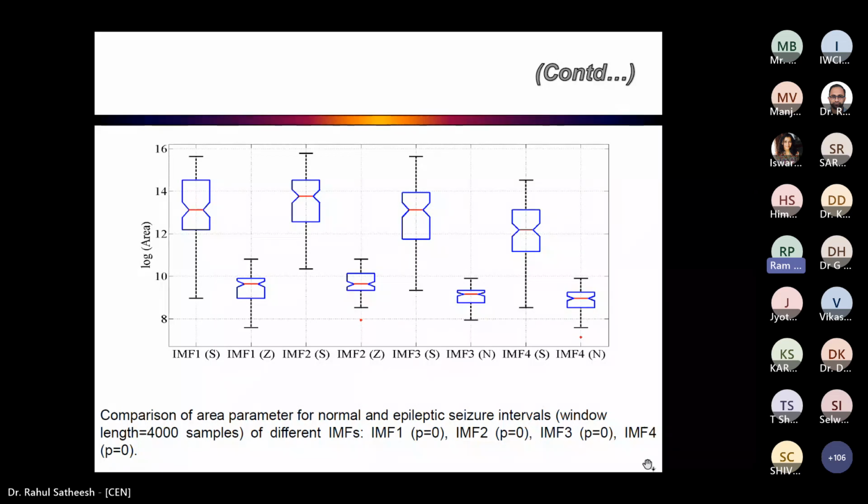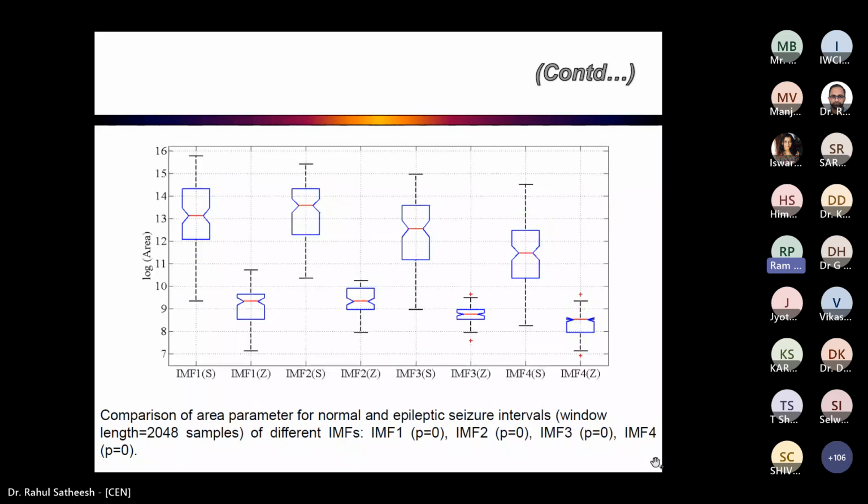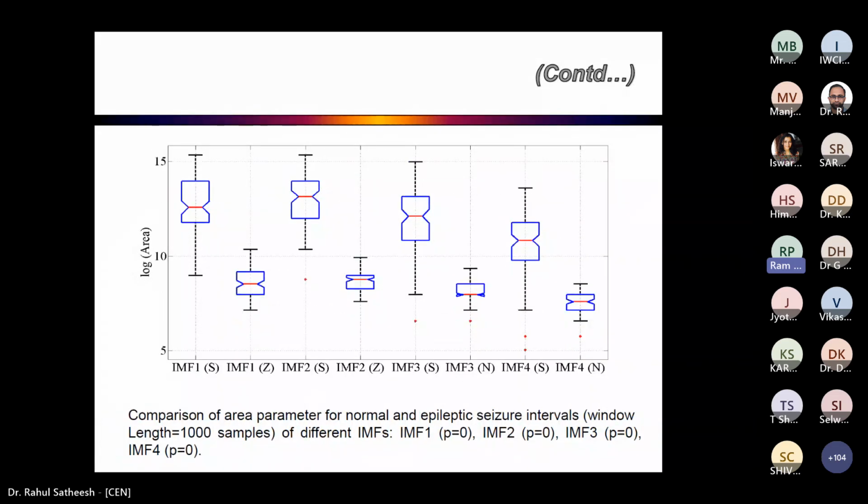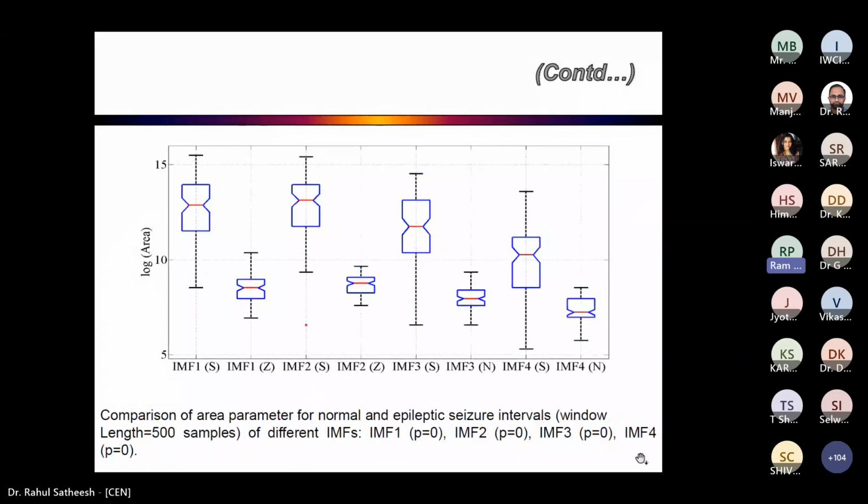Next slide, here we have studied 2048 samples. Next, 2000 samples. Next, 1000 samples. And 500 samples. You can see that even with 500 samples as the analysis window, these two classes are statistically significantly different. So you can classify seizure and normal classes in a statistically significant manner.